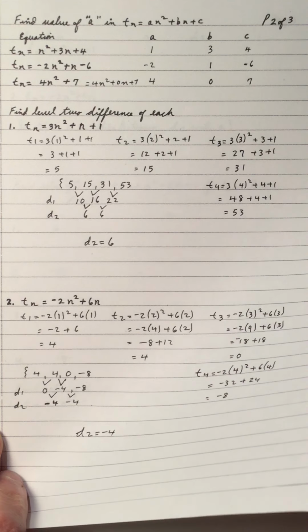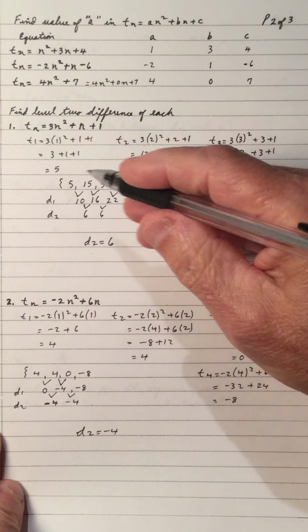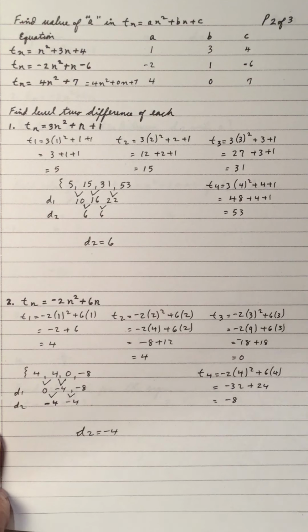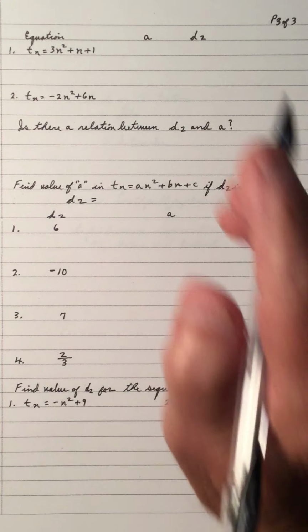So it's easy to find the level 2 differences, but the only thing is you've got to work out each term first to get the level 2 differences. But there's another way, and let's explore the other way, which is faster.